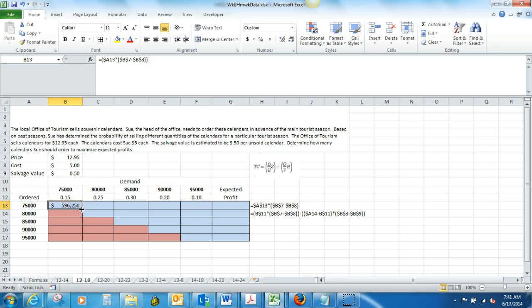Right? And you should be able to copy this over now. And you should also be able to copy it down. And don't worry that you're getting the same thing in each row. That is correct. So each row should be the same.